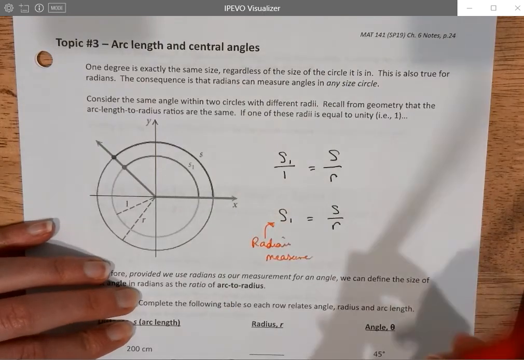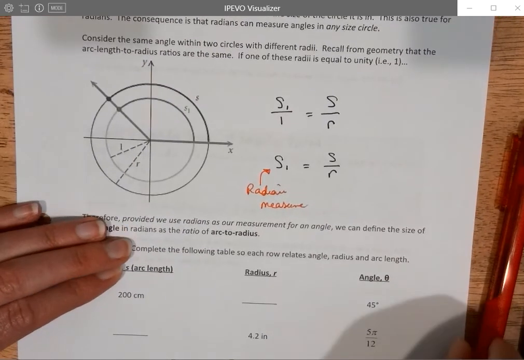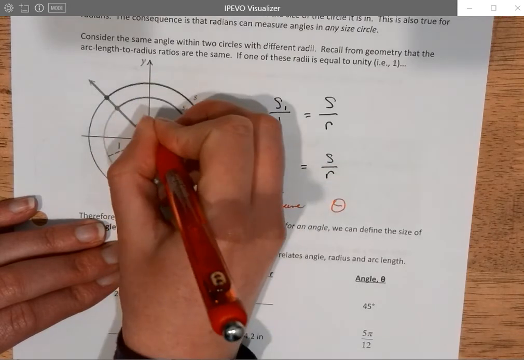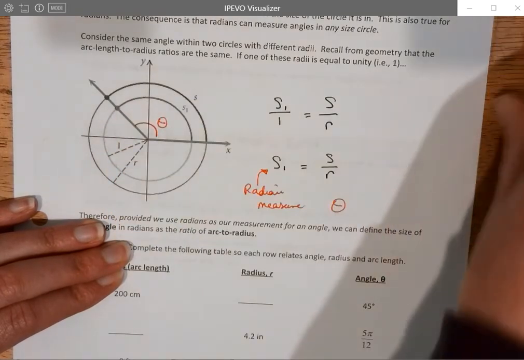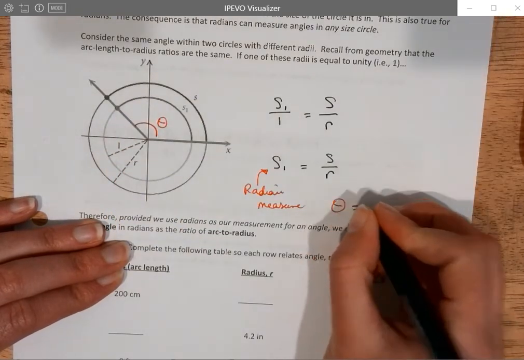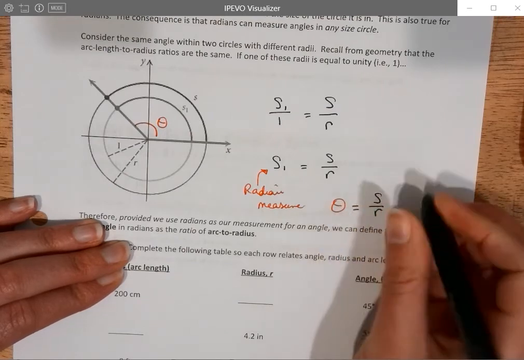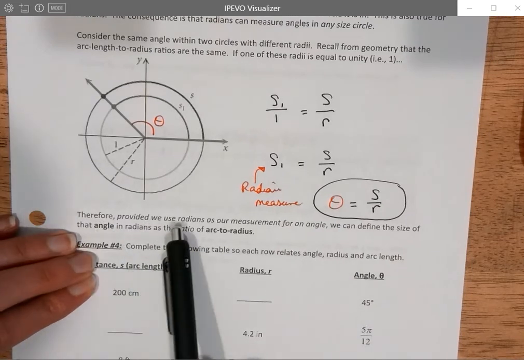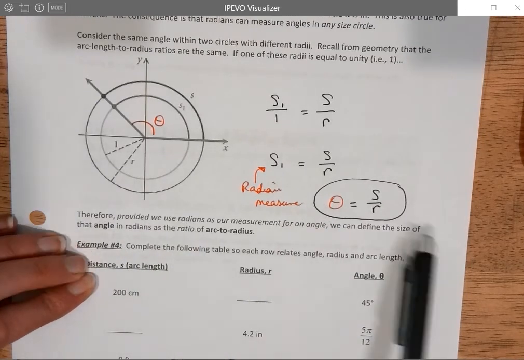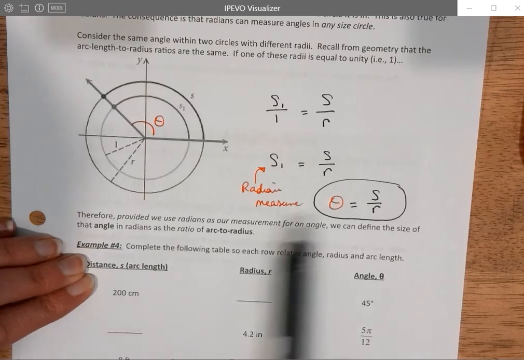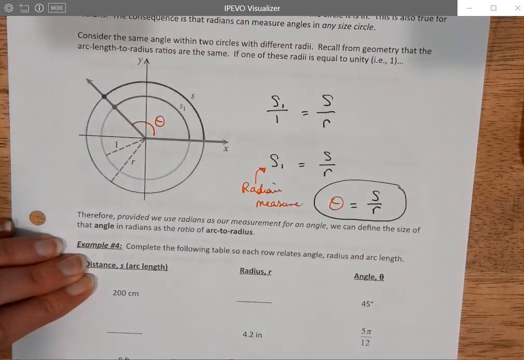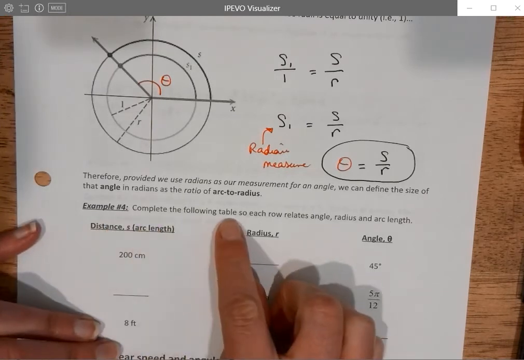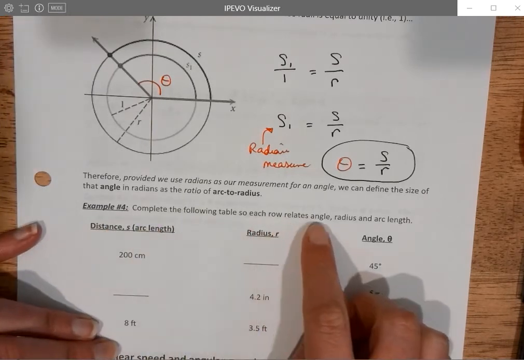If we talk about this in terms of the angle in radian measure, let's call that angle theta. This is only true in radian measure, of course, but theta is equal to the ratio of S divided by R, as long as your angle is in radian measure. So provided we use radians as our measurement for an angle, we can define the size of that angle as a ratio of the arc to the radius. Cool.